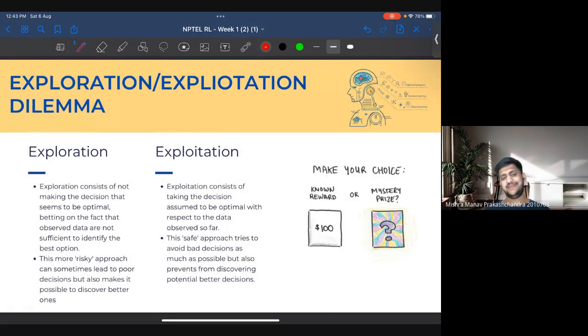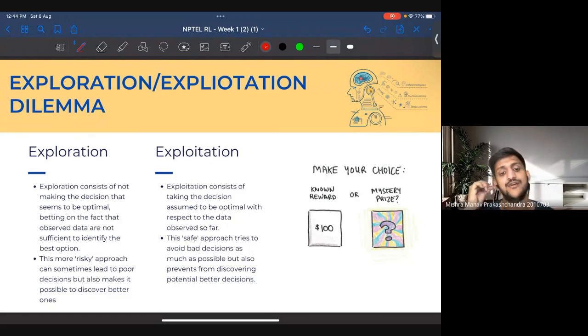Finally, reinforcement learning has a certain dilemma, which is known as the exploration-exploitation dilemma. In short, what is exploration? What is exploitation? Exploration consists of making some decision that seems to be optimal, but it is not always optimal. It is betting on the fact that whatever data I have collected so far is not sufficient to identify the best option. So I have some knowledge of the environment. It may not be the best possible. It may not be the optimal sequence of actions that I need to take in order to achieve the objective. So exploration means taking some sort of a suboptimal action with the viewpoint that there might be some better action somewhere else. So I need to take some non-optimal action, because over time they should give me an optimal solution in the long run.